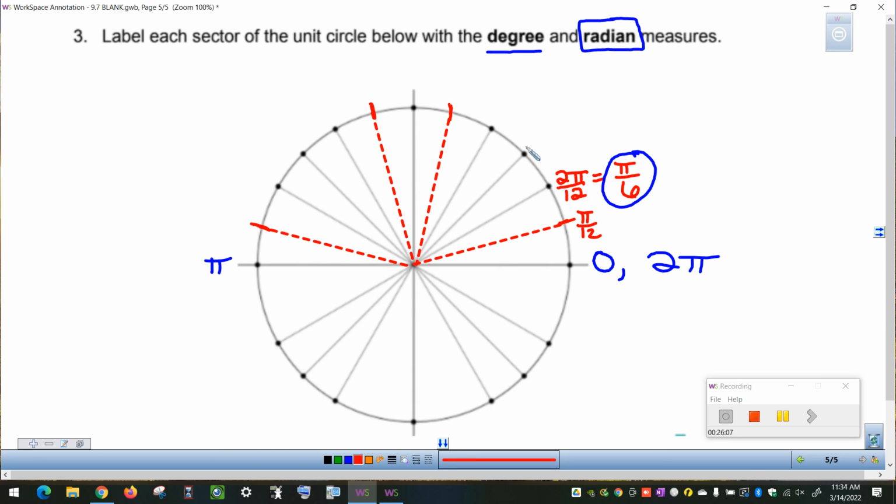All right, now from 2 pi over 12, every time we go one more position, we're just going to add 1 on the numerator. So the next one would be 3 pi over 12. And that's going to simplify down to be pi over 4. 3/12 is the same thing as 1/4. All right, then we have 4 pi over 12, but that's going to simplify down to be pi over 3.